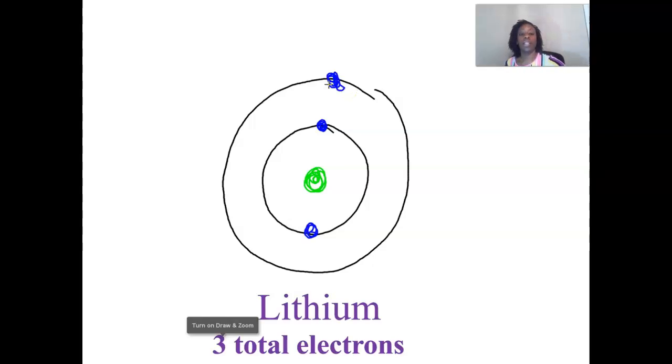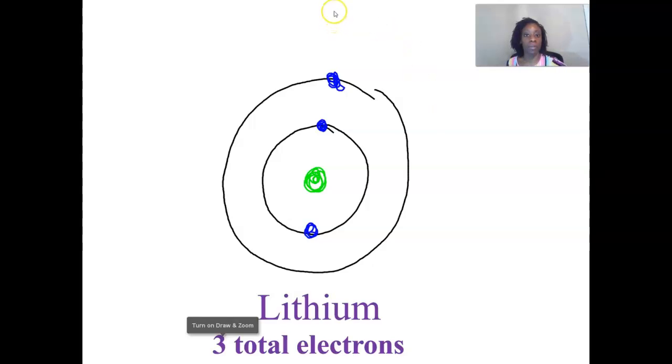So the second shell is the valence shell, and this 1 electron is the valence electron for lithium. To complete this valence shell, the lithium atom would need to find 7 more electrons from another atom. That's a lot of work, okay? But there is another option.